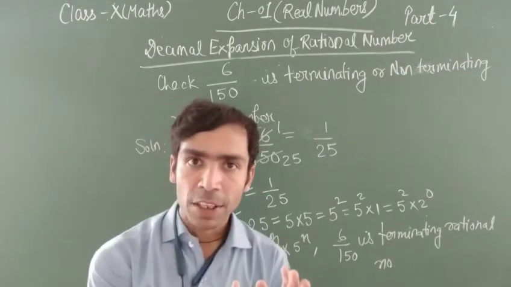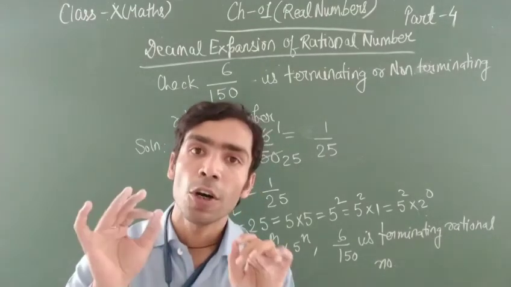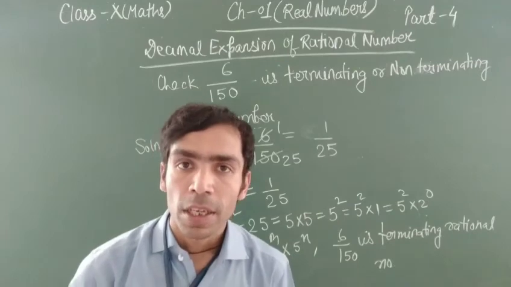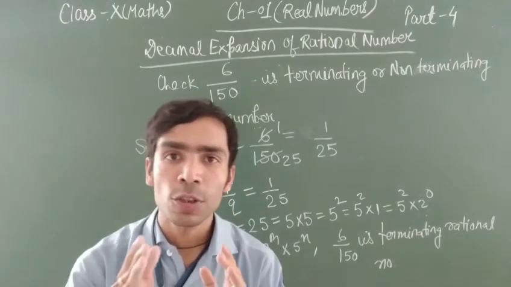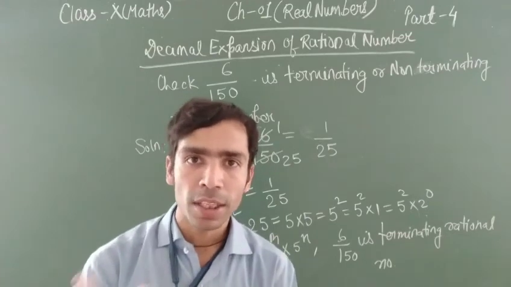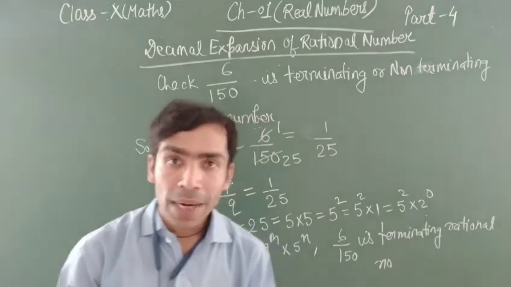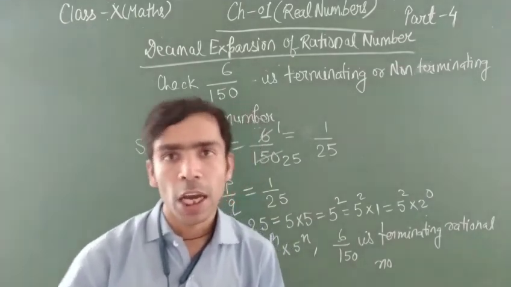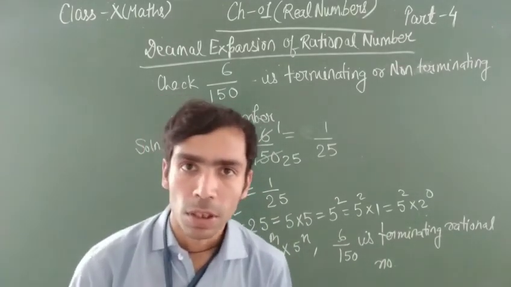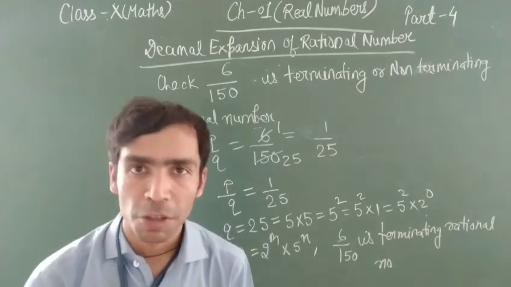If in the prime factors of the denominator q only 2 is coming, then it will be terminating. If only 5 is coming, then also it will be terminating. And if both 2 and 5 are coming, then also it will be a terminating rational number. But along with 2 or along with 5 or along with both, if any other number comes, then it will be a non-terminating rational number.